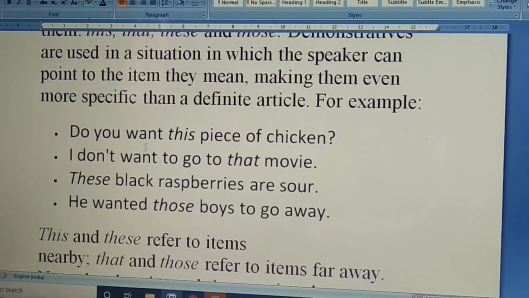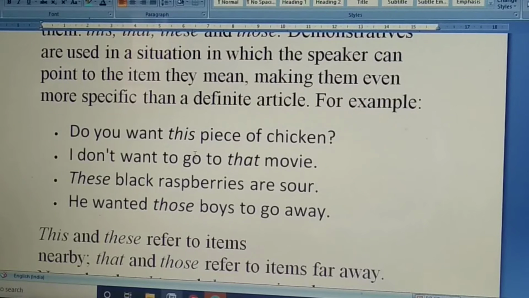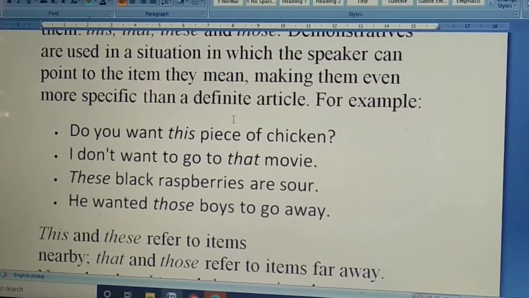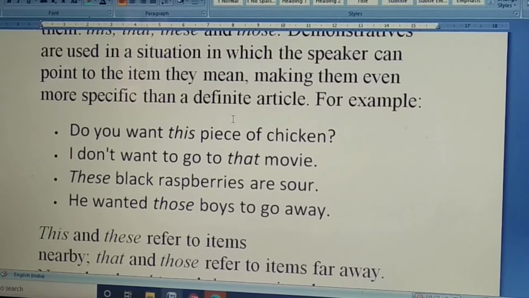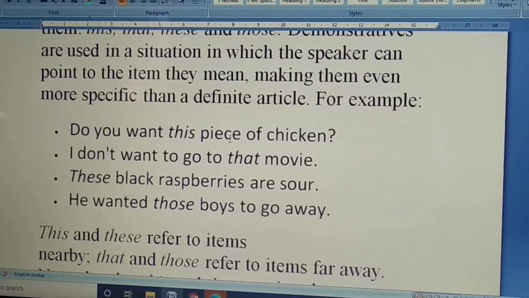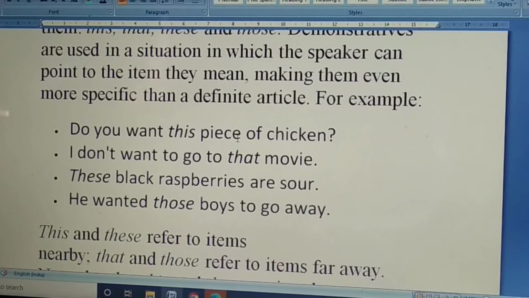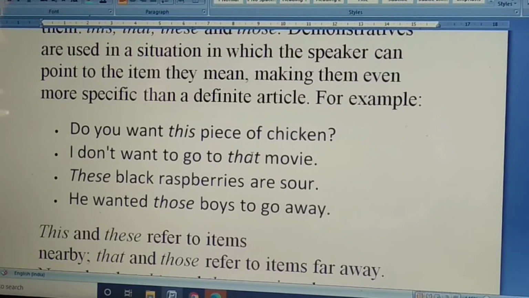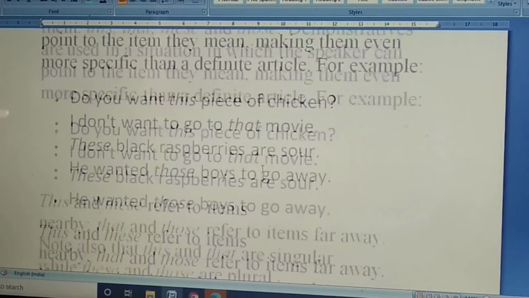For example, do you want this piece of chicken? That means I am pointing out. I don't want to go to that movie. These black raspberries are sour. I'm particularly pointing out and talking about those raspberries. He wanted those boys to go away. That means somebody is pointing at those boys.